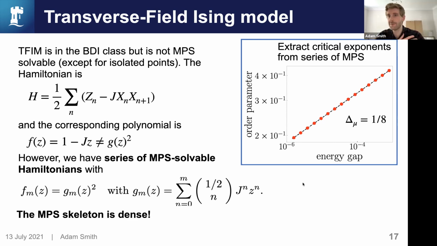But this is actually an example of a more general fact that any state in the phase diagram we can get arbitrarily close to by using an MPS-solvable Hamiltonian.